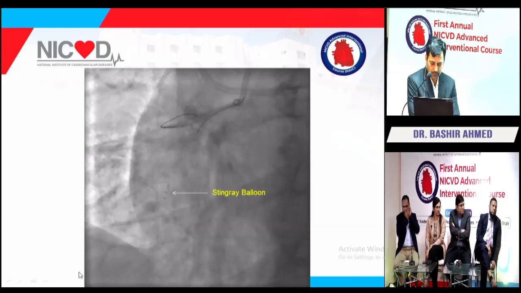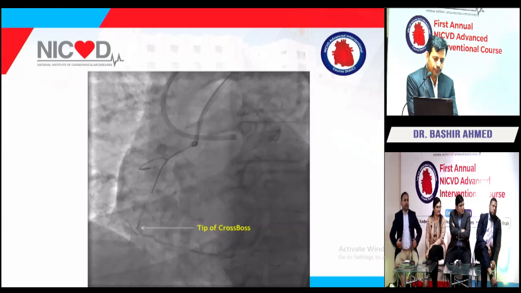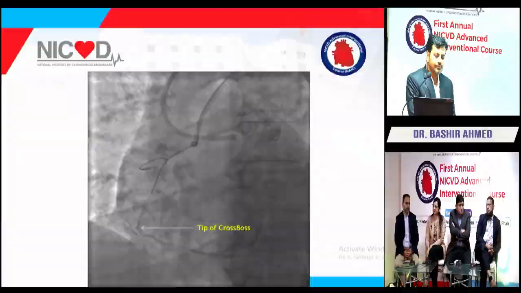So here we used CrossPass. In about 20% of the cases, CrossPass would do a LAST, which means it would do limited subintimal tracking and then re-entry. That is more forgiving because it's a shorter traverse of the subintimal space. But here you can see it is still subintimal. So in this case, we used a Stingray.